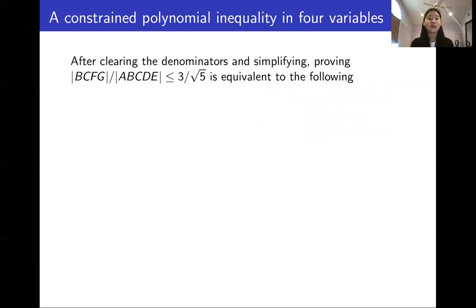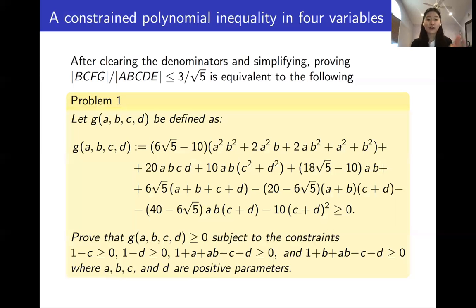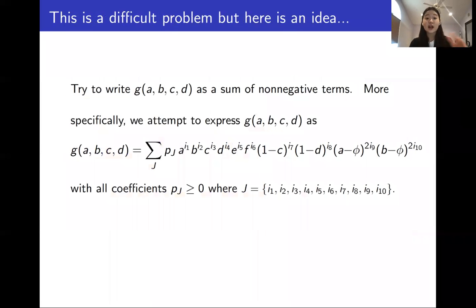After clearing out the denominators and simplifying the equation, proving our question is equivalent to the following. I have to show that the four-variable polynomial G is always non-negative, subject to the constraints obtained from the assumption that DEA is the smallest area triangle. This is a complicated problem, but I can circumvent it by writing G as a sum of non-negative terms.